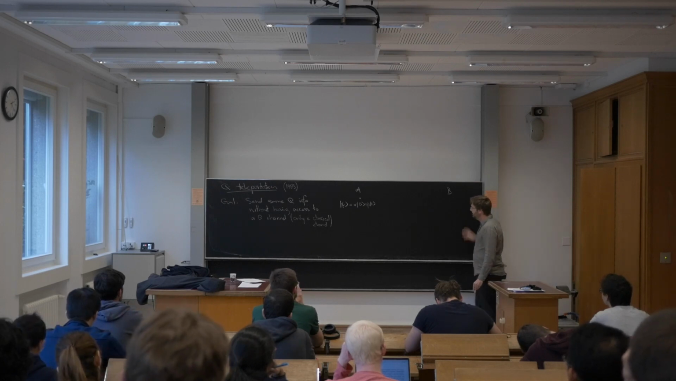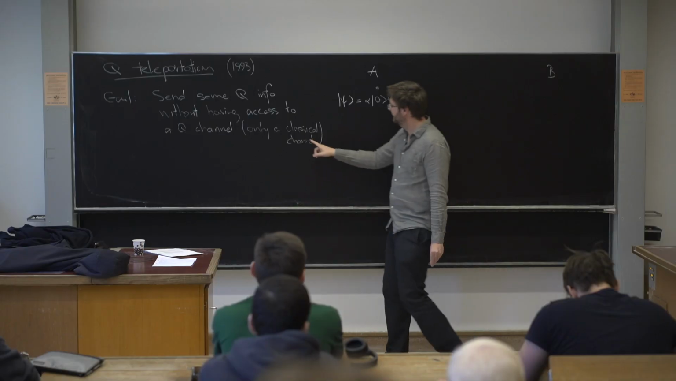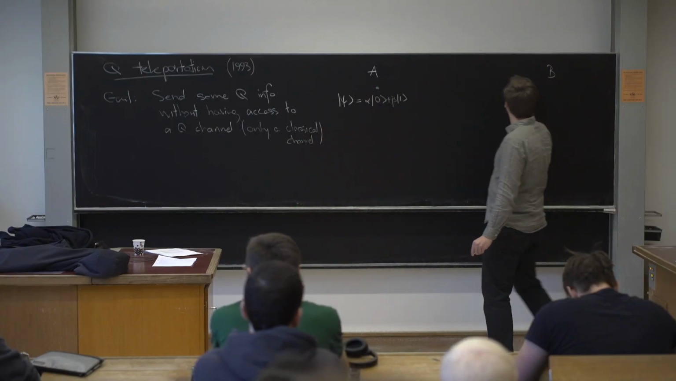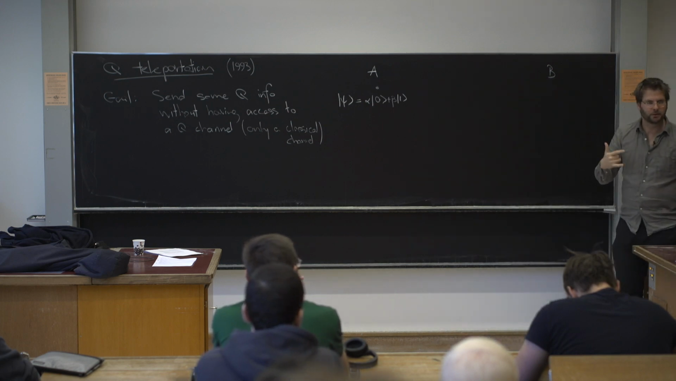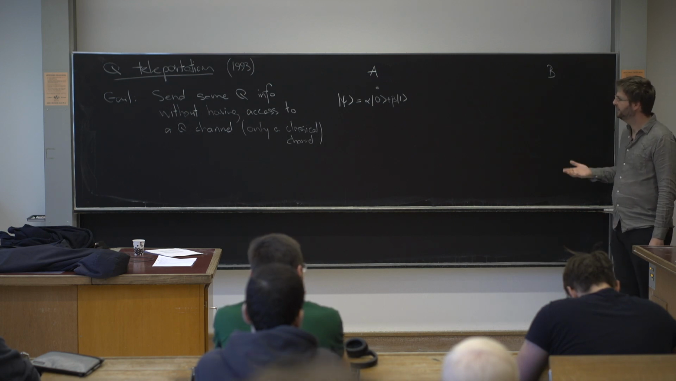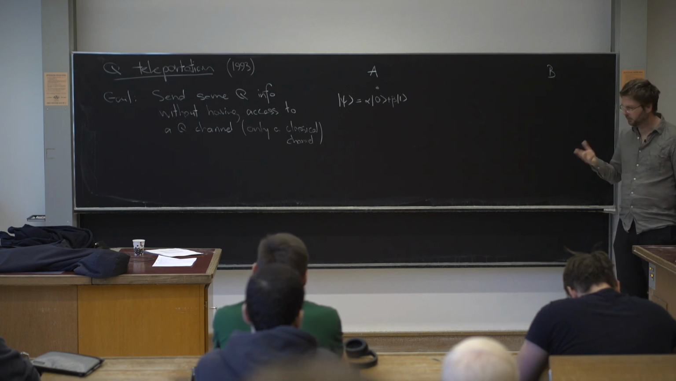All right. I will nevertheless need this classical channel. It will be important that Alice can call Bob on the phone, or can write something on the internet that then Bob can read. But this is only classical information, right?